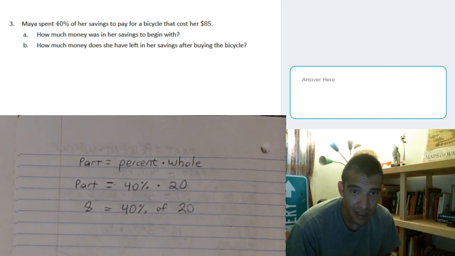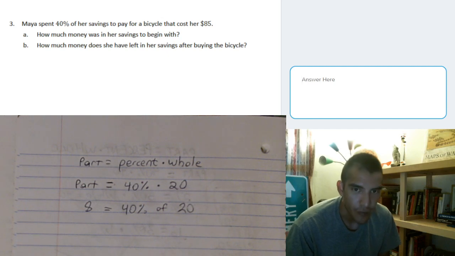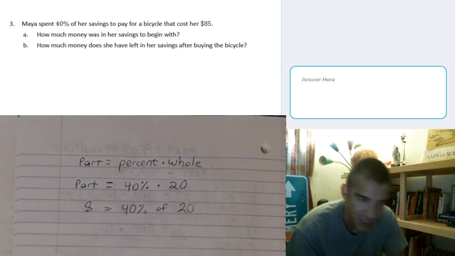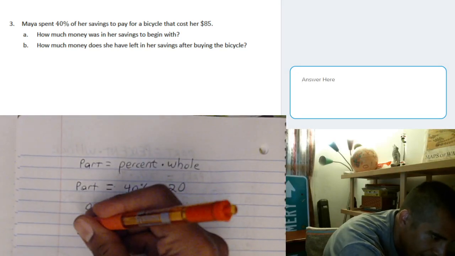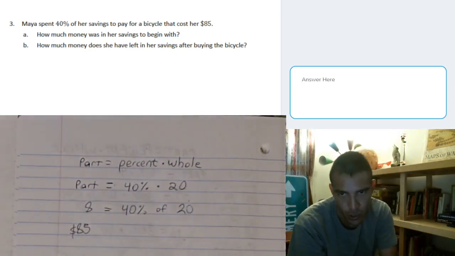So she has savings at home. Did she take her whole savings or just part of her savings? Well, if you read the sentence, she only spent 40% of her savings. So that means that $85, that's not all of her savings. That's just part of it. So that's why $85 is going to be going under the part section.